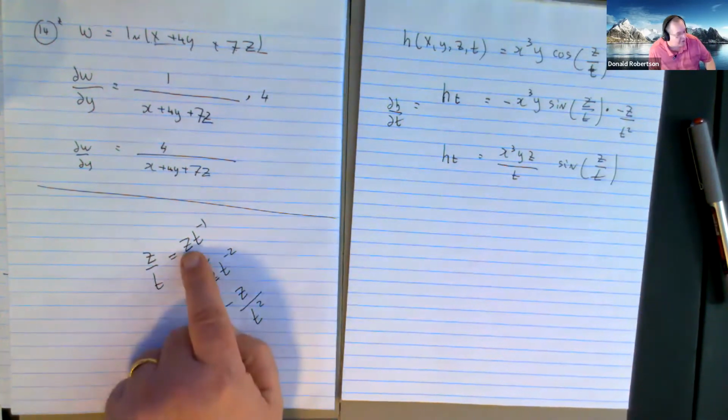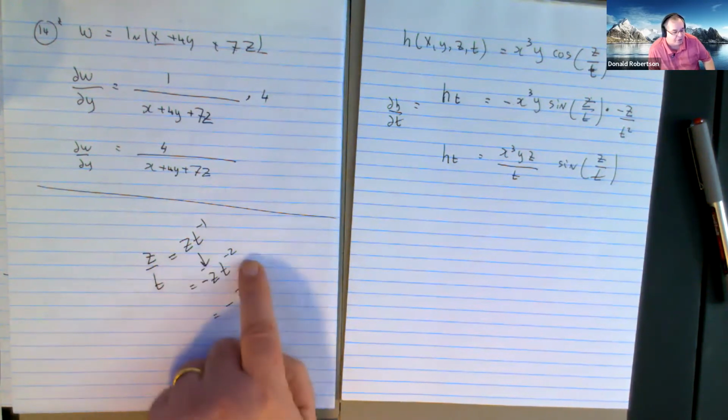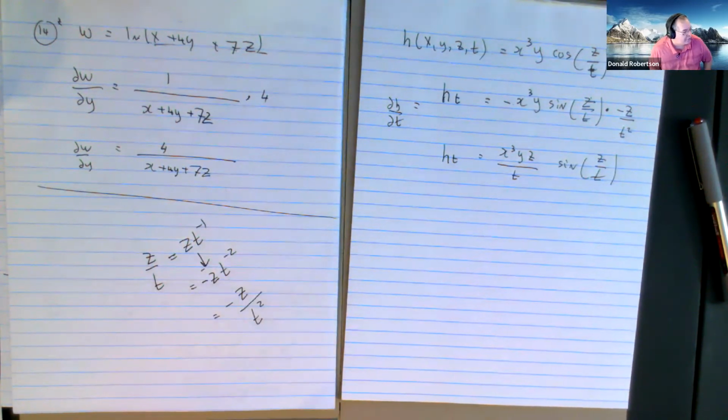You notice it's a good idea to put strokes through your z's, because my z's anyway, don't they look like 2's? So it makes your life easier if you do that.